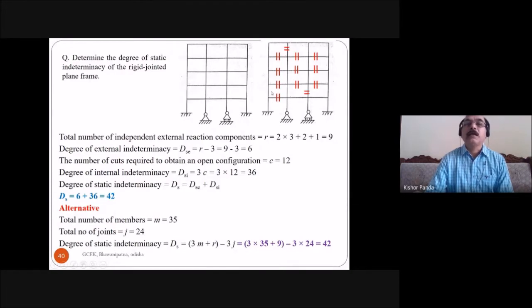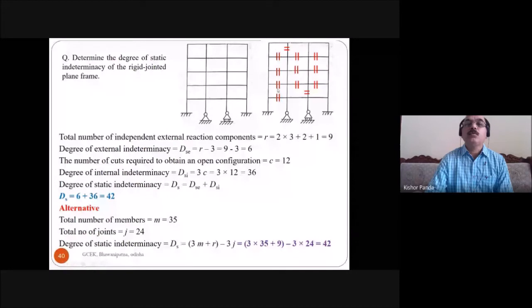Like a truss shape. Then you can find out how many chords are required to make it open configuration. 1, 2, 3, 4, 5, 6, 7, 8, 9, 10, 11, 12. 12 chords are required to make it open configuration. C is equal to 12. The number of chords is equal to 12.